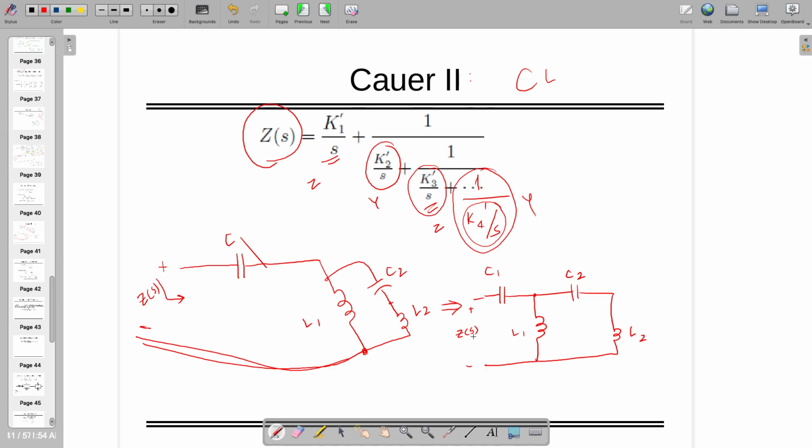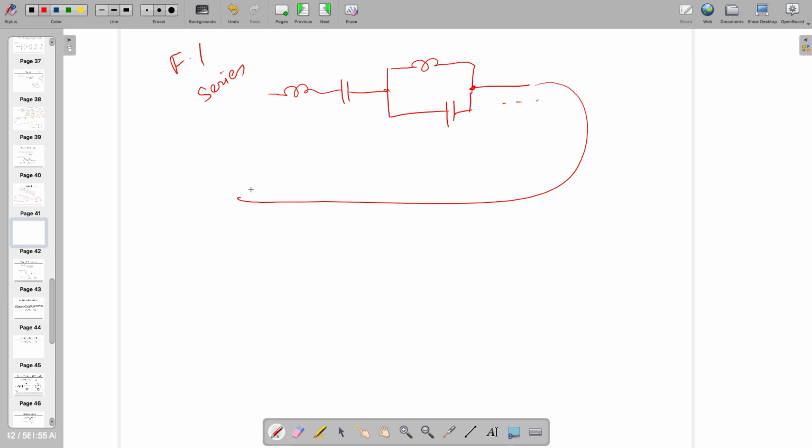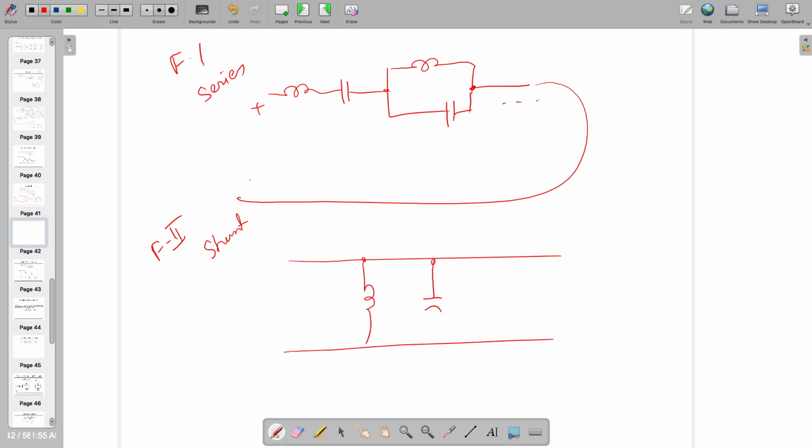So, as a concluding remark, if it is Foster 1, it is inductor and capacitor, with a shunt combination, but they are in series. So this is known as series, and it has to come back actually. Foster 2, it's in shunt or in parallel. So all the elements are in shunt, right, this is Foster 2.